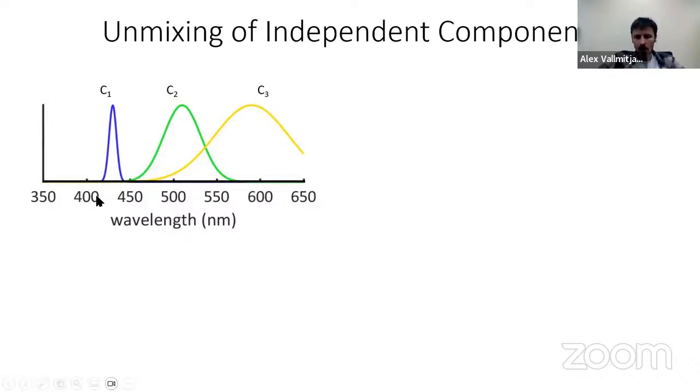So as an example, you may have in a single pixel or in a single measurement, 3 components, each with their different spectra. But what you measure is some combination of that. Your measurement, M here, is the sum of the contributions of each of your components. This would be in spectra.